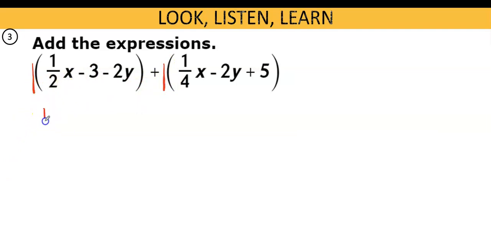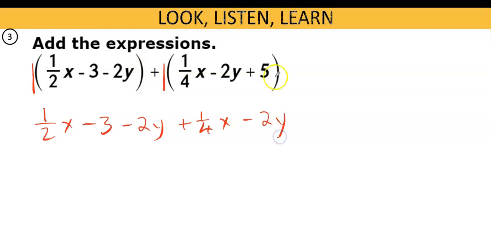So 1 times half x gives me half x. 1 times negative 3 gives me negative 3. 1 times negative 2y would give me negative 2y. 1 times a quarter x gives me positive a quarter x. 1 times negative 2y gives me negative 2y. And 1 times 5 gives me 5.